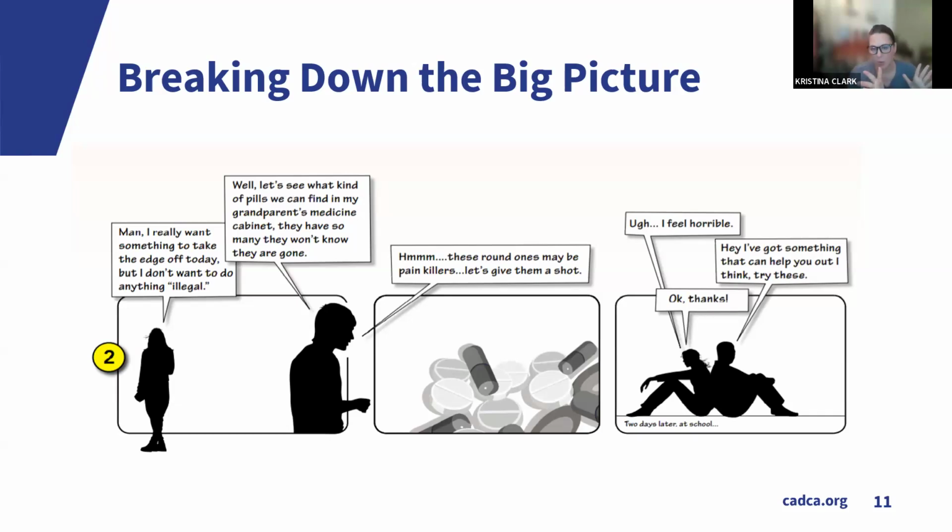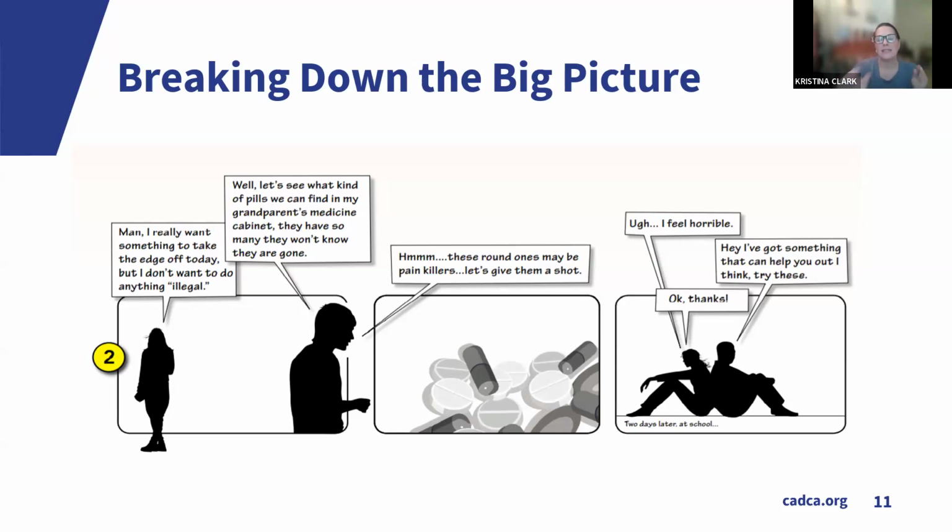They have so many, they won't know they're gone. These round ones may be painkillers. Let's give them a shot. And then 2 days later, they're at school and they're saying, ugh, I feel horrible. And a classmate says, hey, I've got something that can help you out. I think try these. And they're saying, okay, thanks.